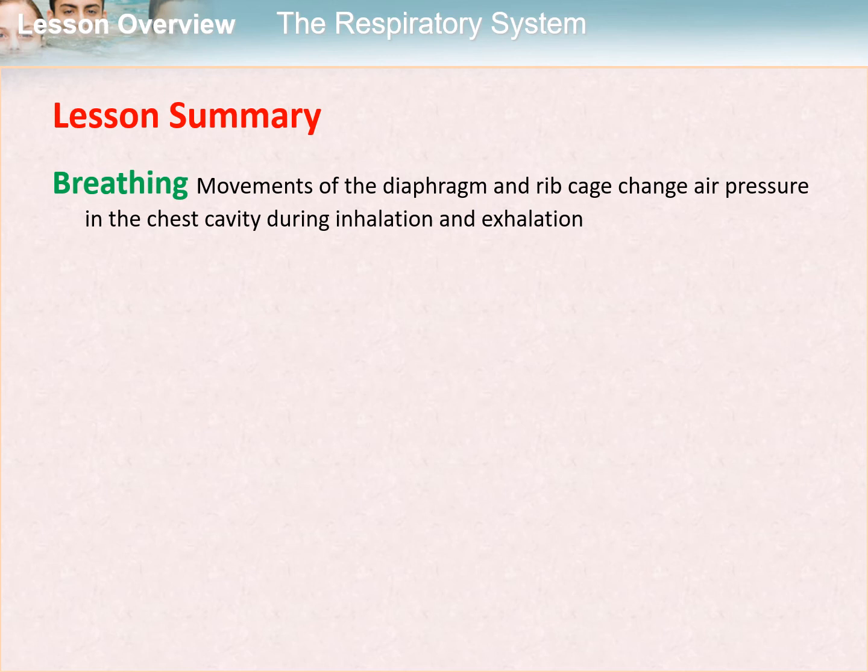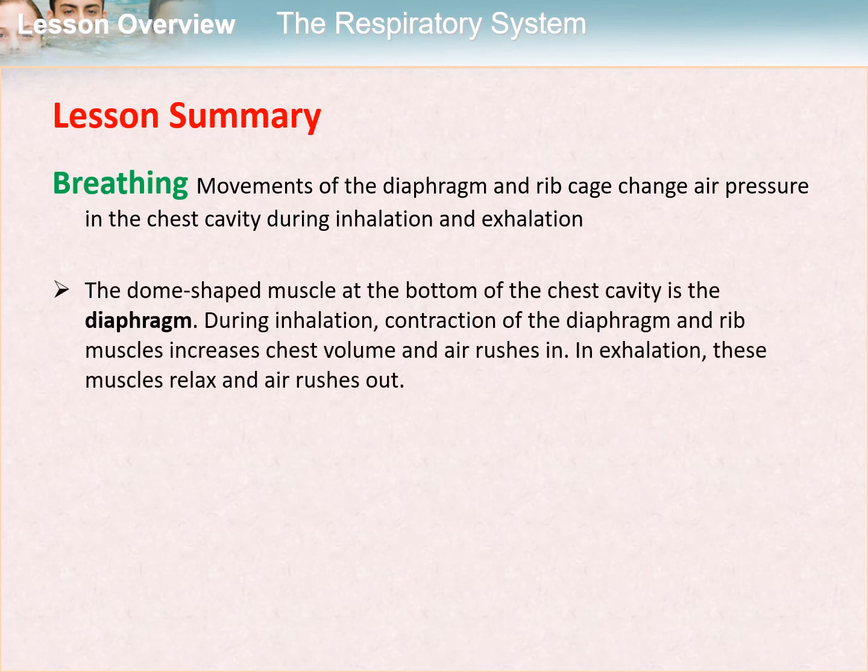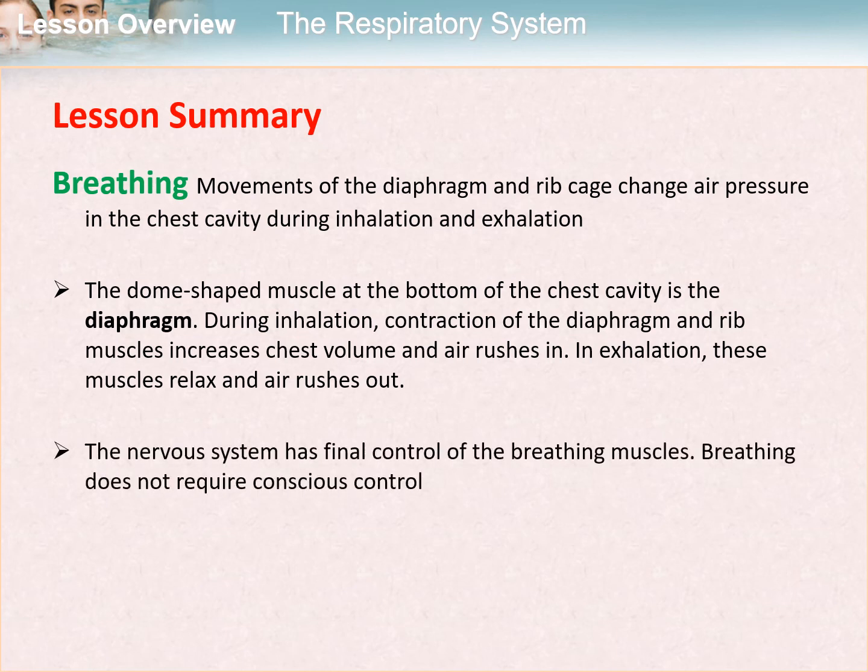Breathing is the movements of the diaphragm and rib cage that change air pressure in the chest cavity during inhalation and exhalation. The dome-shaped muscle at the bottom of the chest cavity is called the diaphragm, and during inhalation, contraction of the diaphragm and rib muscles increases chest volume and air rushes in. In the exhalation process, these muscles relax and air rushes out. The nervous system has control of the breathing muscles. Breathing does not require conscious control.